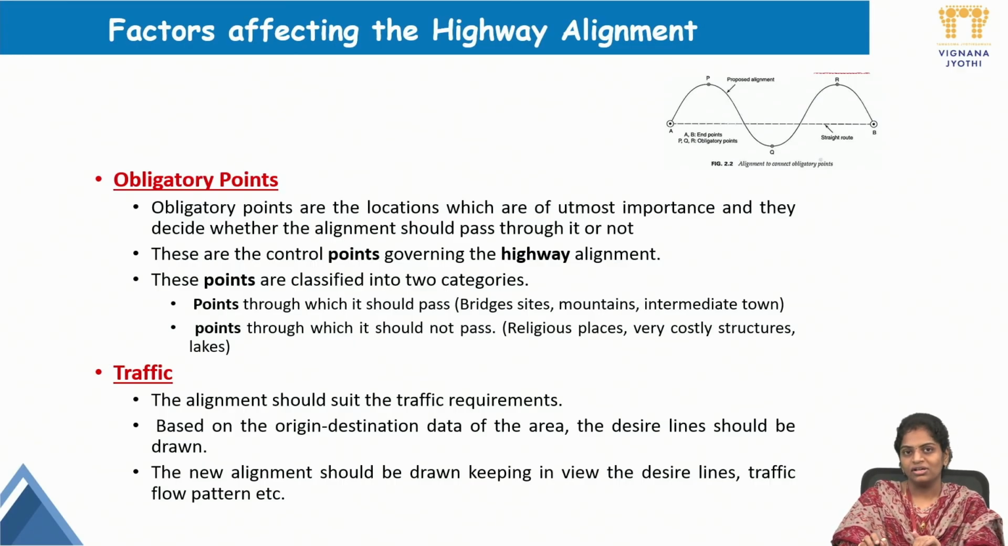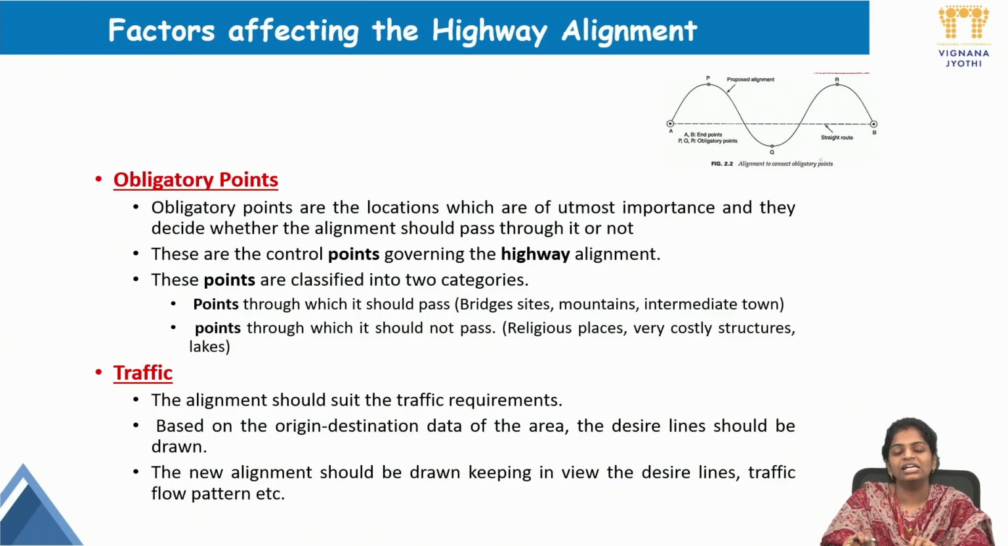Second one is the traffic. See, when there is no traffic, there is no need for a highway there. So first we have to conduct the survey. The alignment should suit the traffic requirements. See, in a village, if we go and construct a national highway, it has no use, right? We need to construct a village road or other district road there. We cannot construct a highway there. So the alignment should suit the traffic requirements based on the origin destination of the area. The desired line should be drawn. We have to first take a survey, get the data, and then go for the alignment. It should be drawn keeping in view the desired lines, traffic flow pattern, etc.